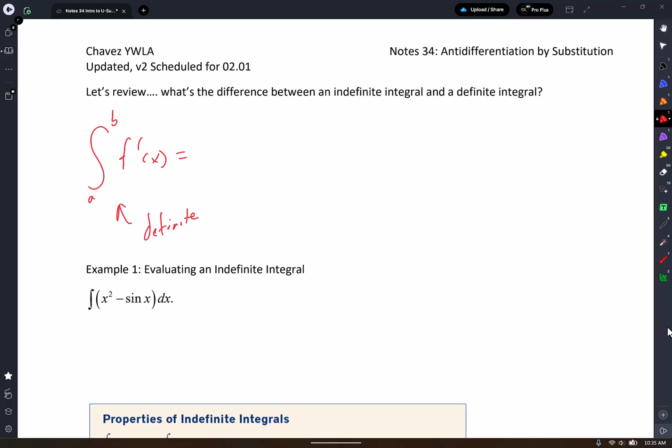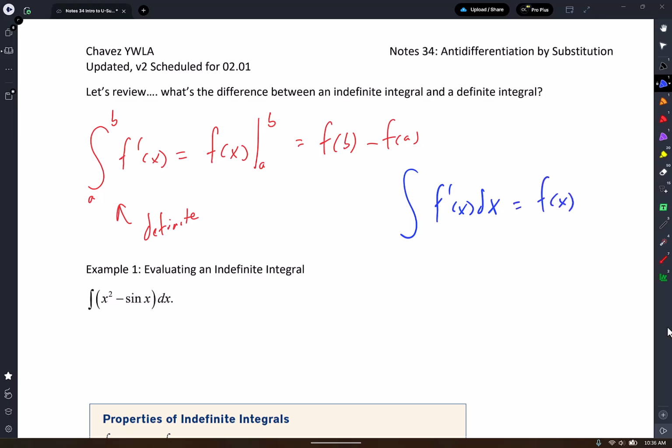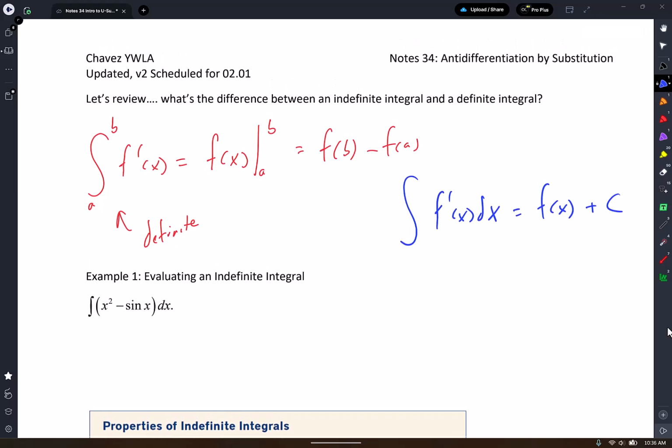All right, so for the definite integral, the antiderivative of f prime of x would have been f of x, and you evaluate that from a to b. That's just f of b minus f of a, and that gives some number. An indefinite integral looks like this. What's the difference? You don't have the upper and lower limits. This is just f of x, and then you put plus c.